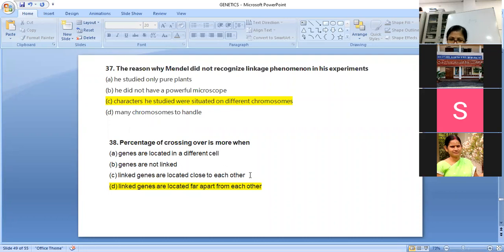Linked genes are located close to each other. In this case also, they will be carried together. So crossing over will not give us much results. The percentage will be more only when the linked genes are located far apart from each other.